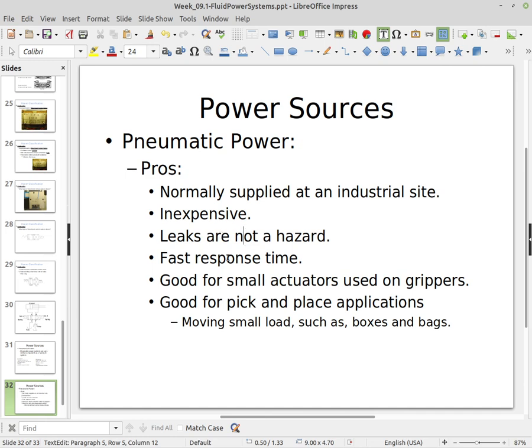All right. Pneumatic systems have a pretty good response time, so they're quite often used for small actuators, like grippers on the robots, and pretty good for pick and place kinds of applications.